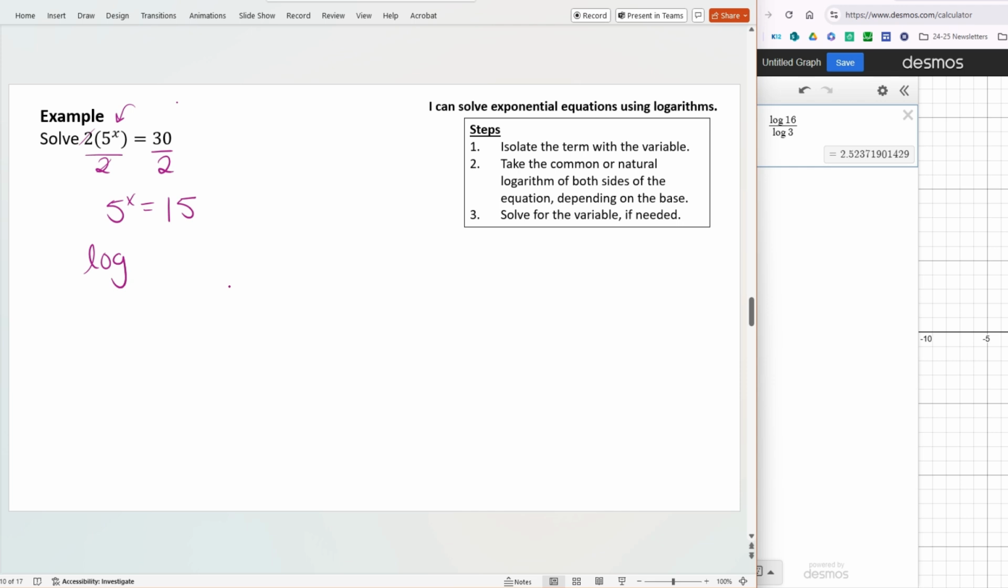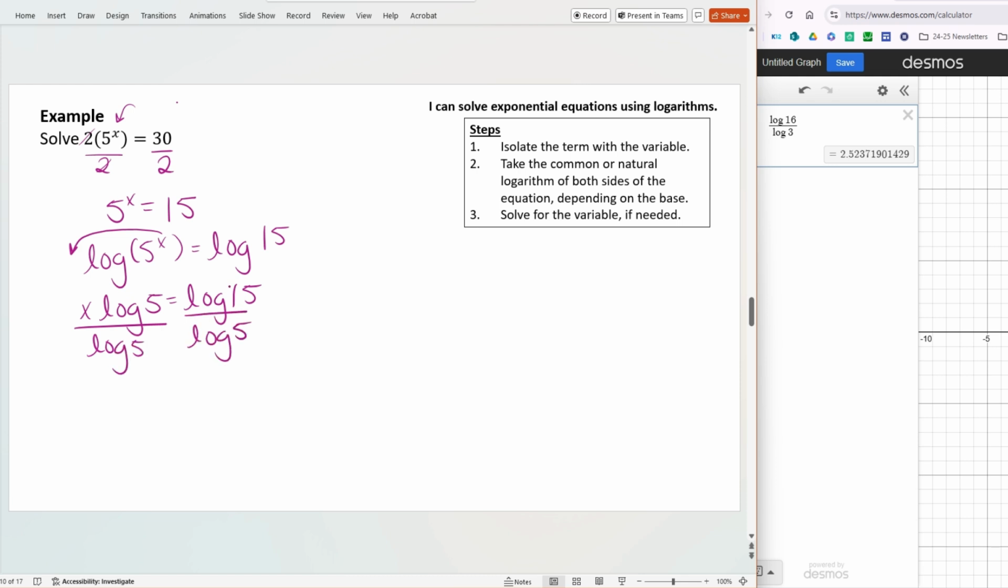So now I need to solve 5 to the x equals 15, which I can do by going ahead and taking the log of both sides. And so what I can do now is once again use the power property and bring the x in front. So I have x log of 5 equals log of 15. And now what I can do is solve for x by dividing both sides by the log of 5. When I divide both sides by the log of 5, that's going to give me x by itself. So I have x equals log 15 over log 5.